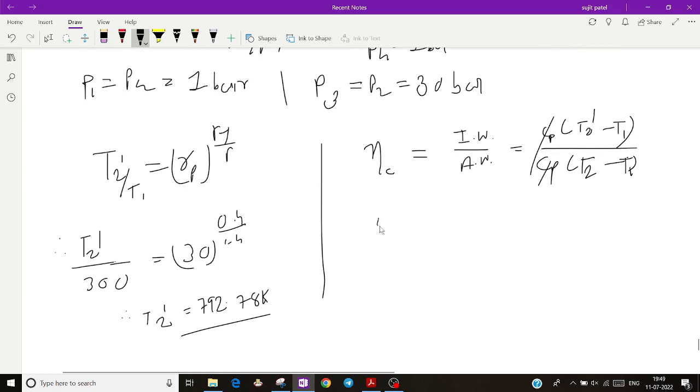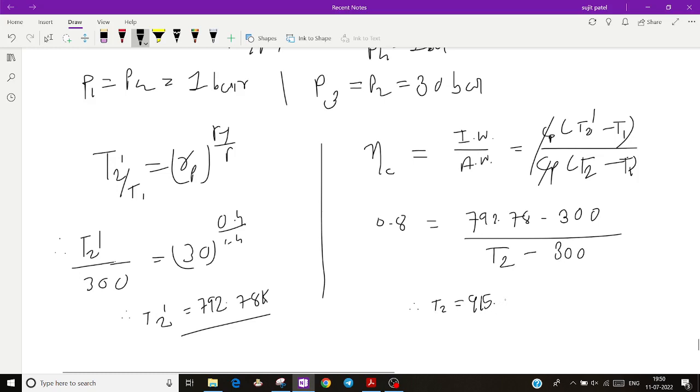Compressor isentropic efficiency is given as 0.8. T2 dash we have, that is 792.78 minus T1, T1 is 300 Kelvin. T2 we have to find out, minus T1 is 300. So from this you can find out T2 as 915.975 Kelvin. So this is the temperature at the second point.